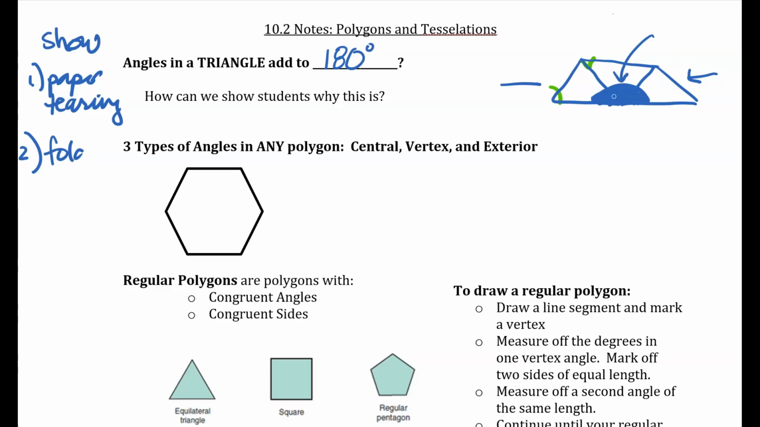And the best way to do this is to get out a triangle and try it on your own at home. It doesn't take long and you'll be convinced.